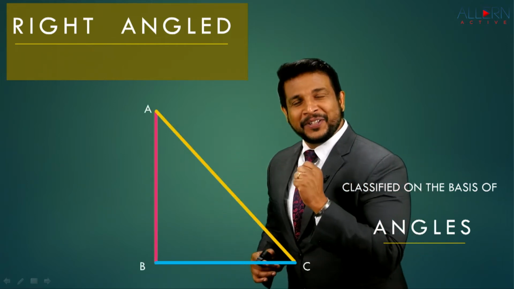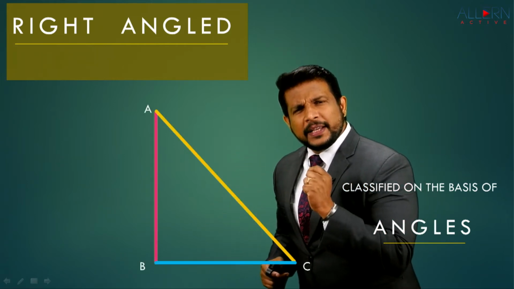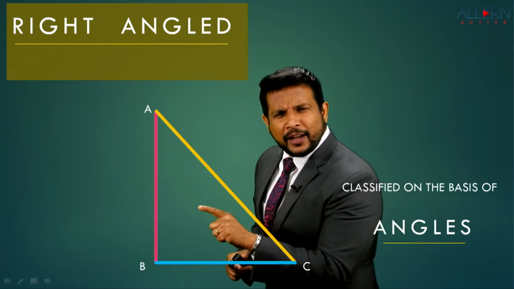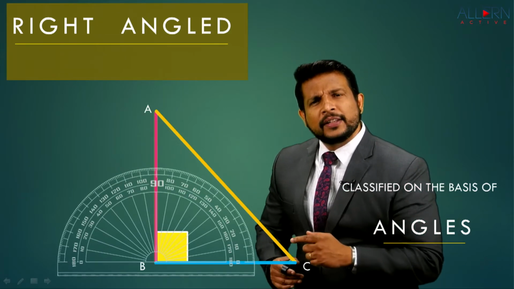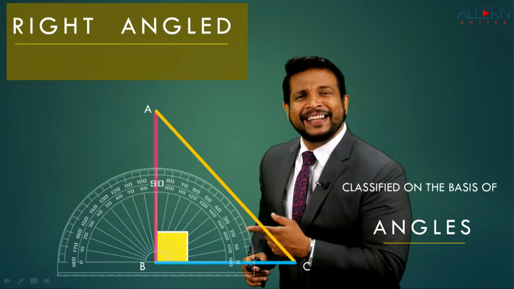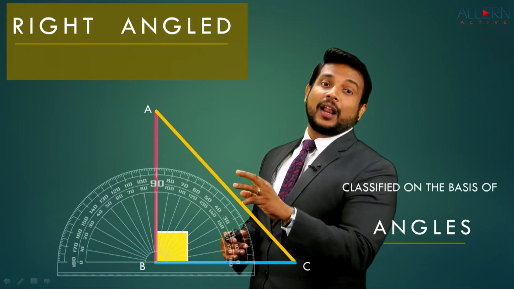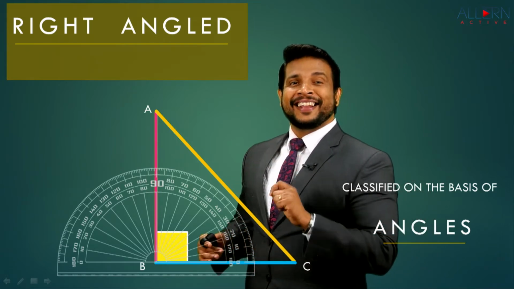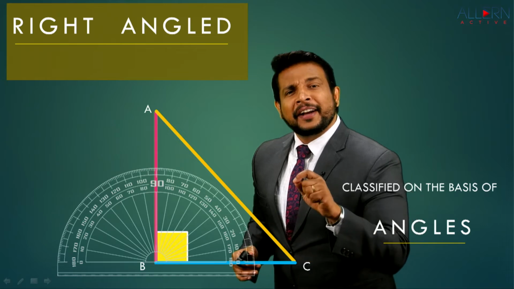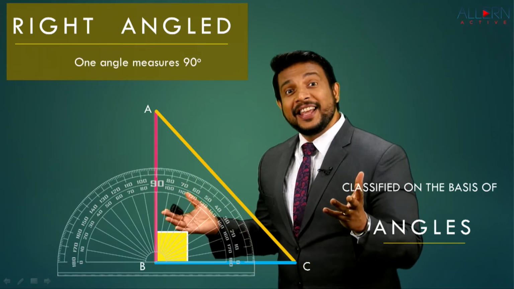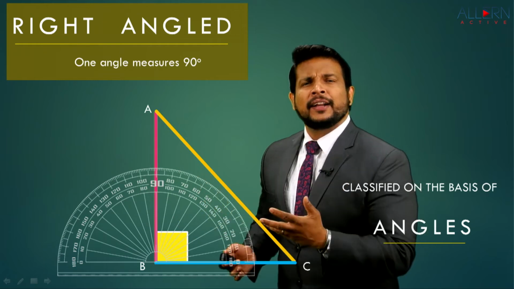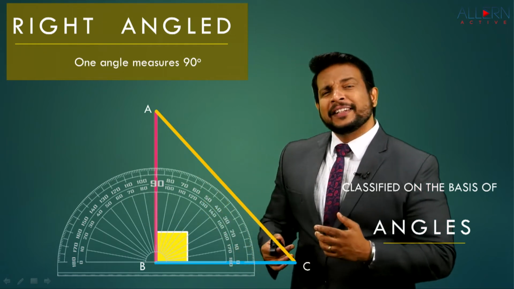Understand, observe here. Look at this triangle ABC. Here I'm saying that in this triangle, this angle B is 90 degree. Observe, you can see with the help of a protractor, it is 90 degree. Such a triangle is called a right angle triangle. So what is a right angle triangle? A triangle in which one angle measures 90 degree is called a right angled triangle. Beautiful. That's a right angle triangle.